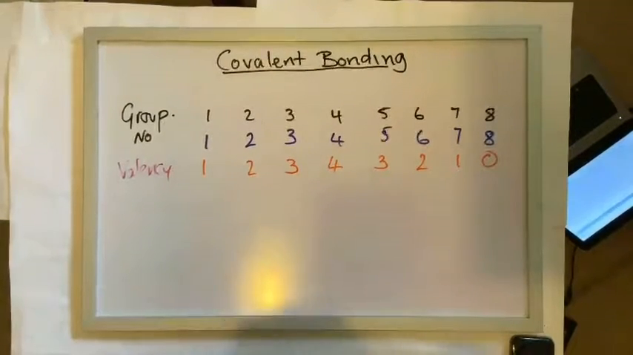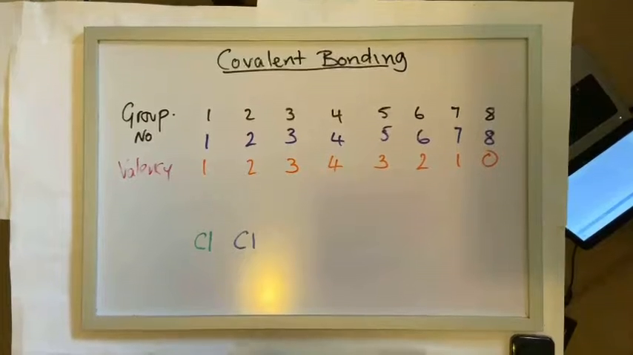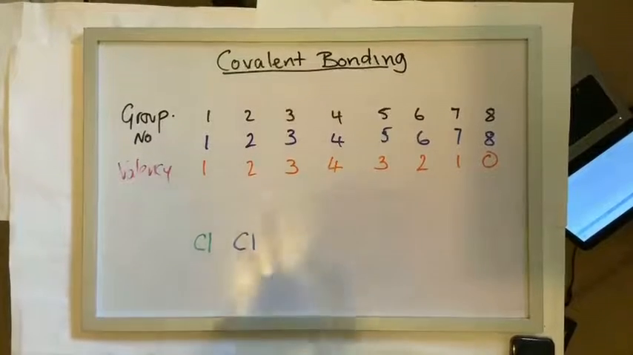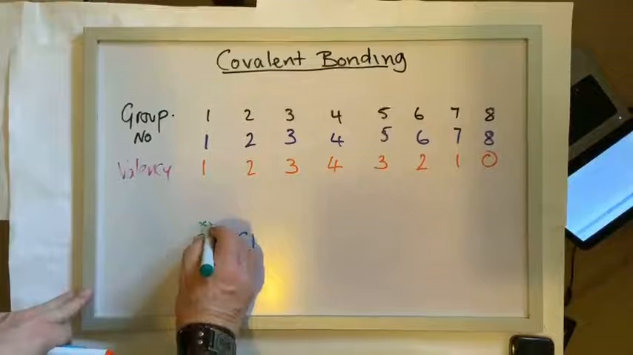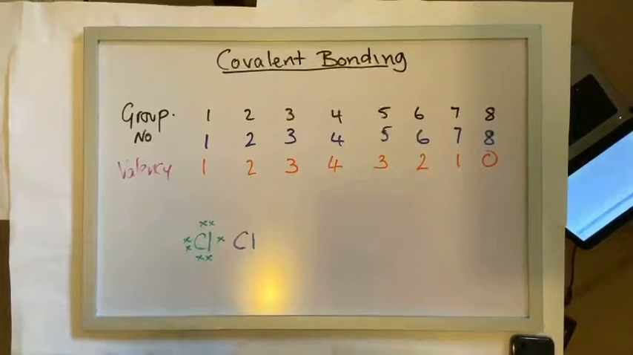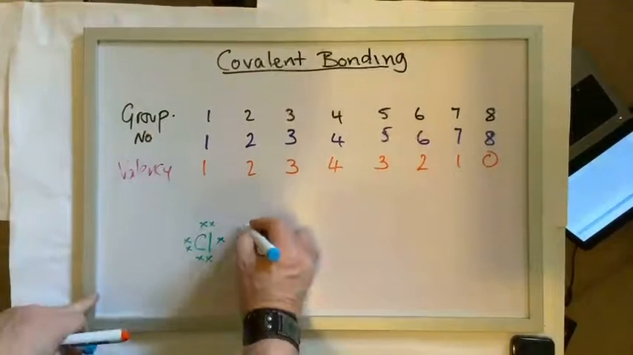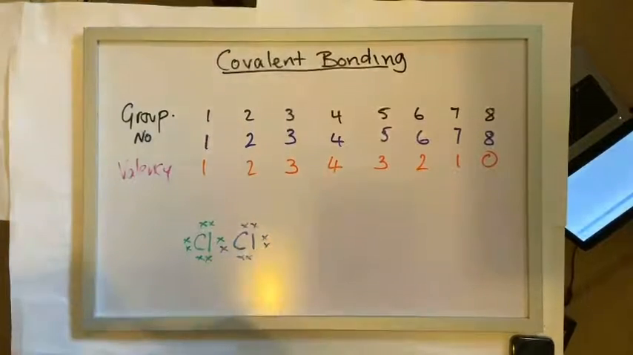Now, this is more relevant to ionic bonding, but it's something for covalent as well. If we have 2 chlorine atoms, both of them obviously in group 7, that means they have 7 electrons in the outer shell. They both need 1. That would mean we have 7 around 1 chlorine, and 7 around the other.